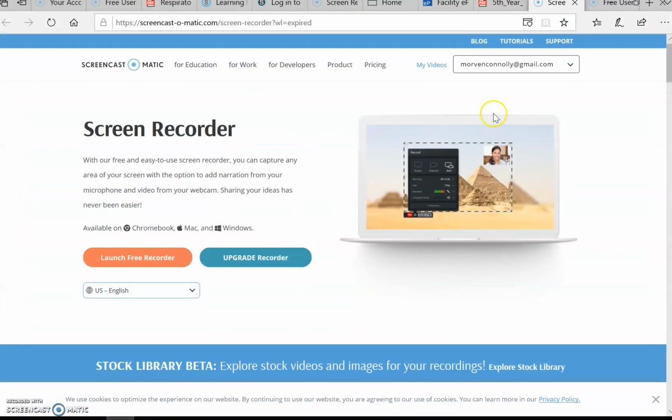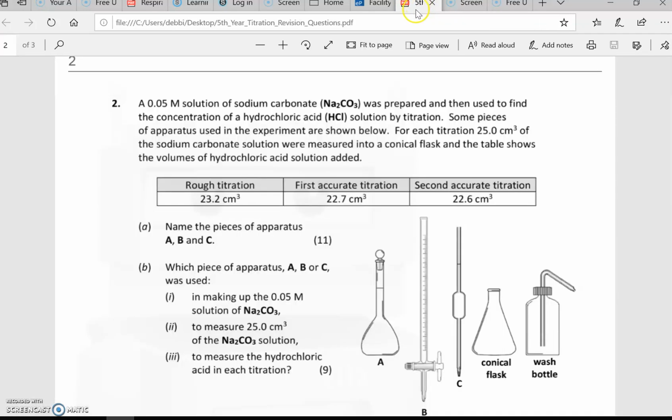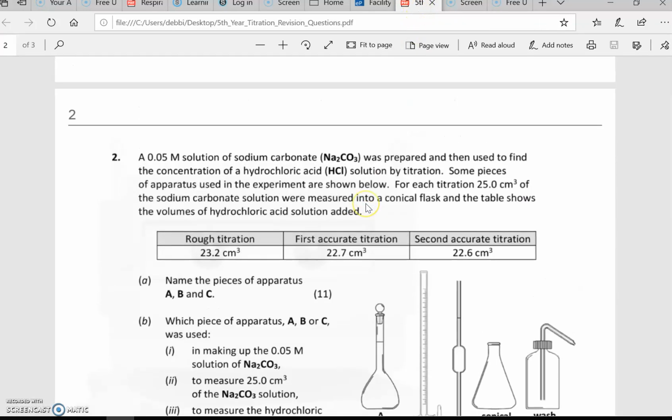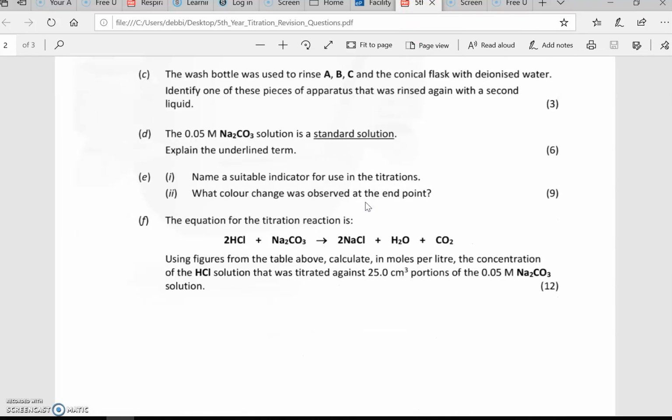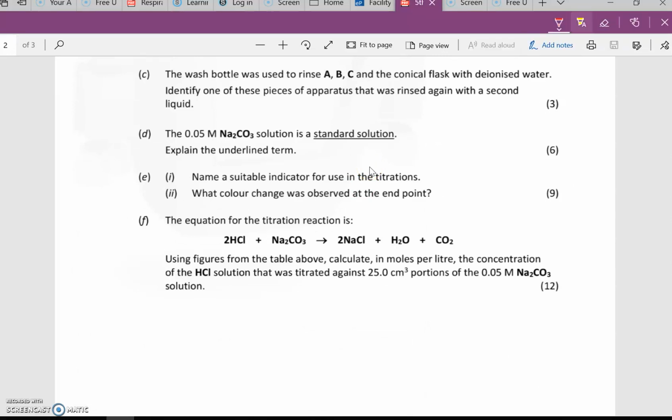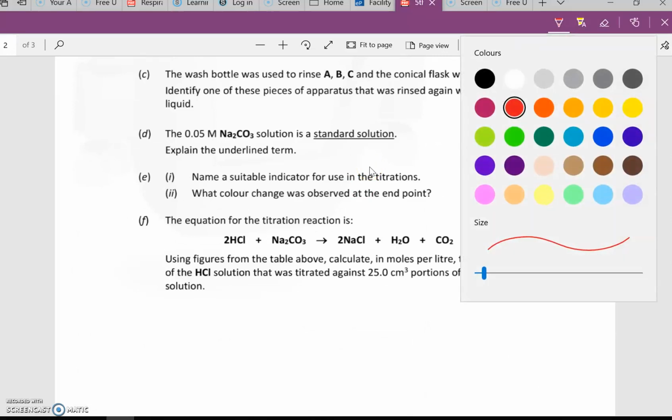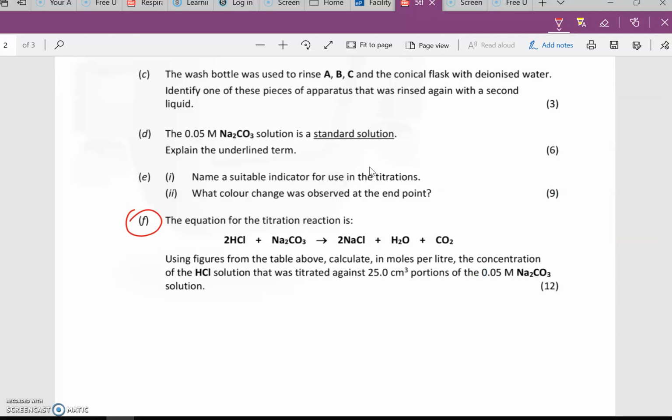Now, here are the questions you've got. So this is question 2 here, and again, part F. You have this as a copy, you'll find it on Schoology. Part F here again, this is the bit I want you to do tonight. So you're asked to find the concentration of the hydrochloric acid again, but with different volumes.